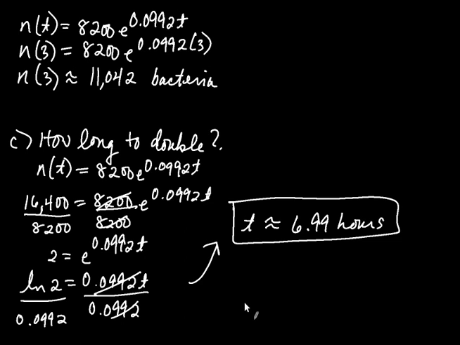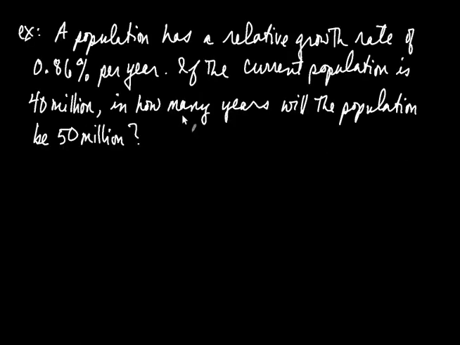Okay, so let's go ahead and do another example now with something that's a little more, not realistic, but something that is sort of close to home, and we'll see that you don't need a large growth rate to have significant results. So here's the example. A population has a relative growth rate of 0.86% per year. Think about that. That's pretty low, right? It seems like it's saying less than 1% of the current population every year. That's how it seems like it's growing slowly, right?